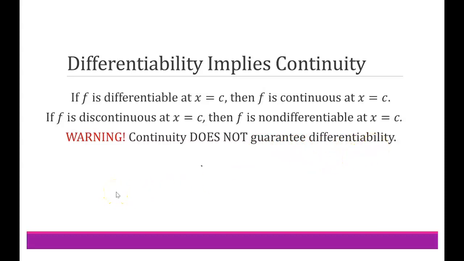And we just looked at an example of that, which is the absolute value function. So this is a continuous function. I drew it without lifting up my pencil. But right at that sharp turn, I'm not differentiable. So the order matters here. If a function is differentiable, then it's continuous. But a continuous function isn't necessarily differentiable.